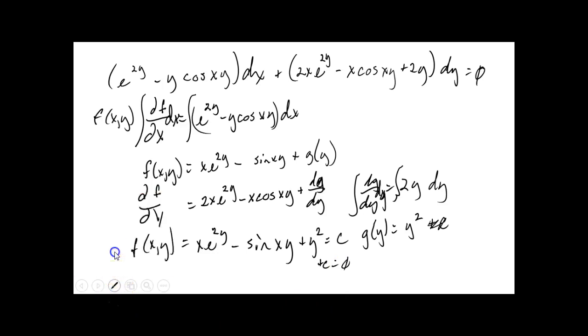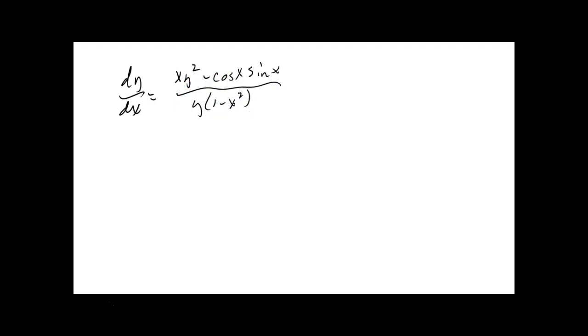Example 3. This one is an initial value problem. It doesn't even look like we should be doing this, here's how it gives it to you. dy/dx is equal to xy squared minus cosine x sine x, divided by y times 1 minus x squared, and y of 0 is equal to 2. There's our differential equation.